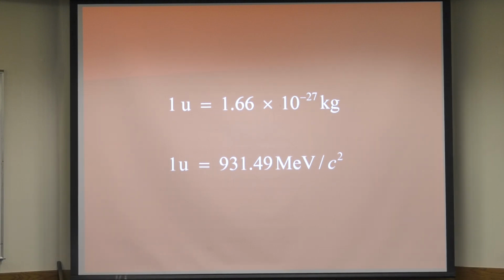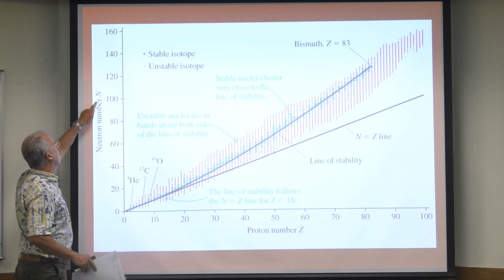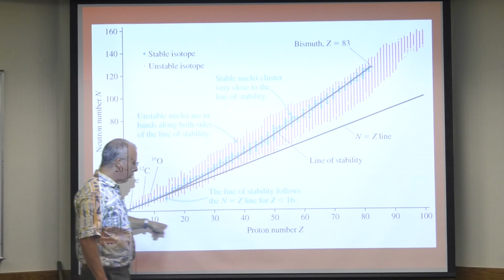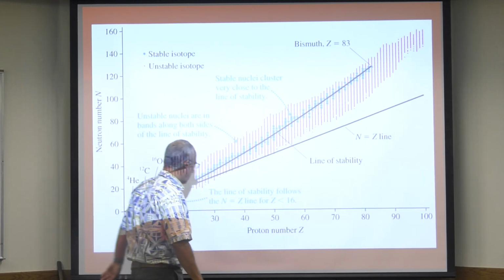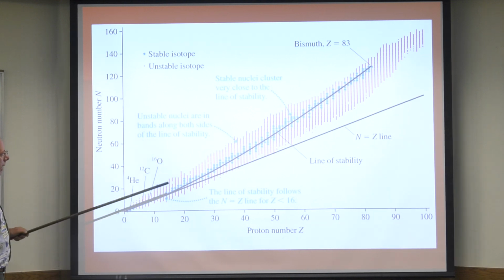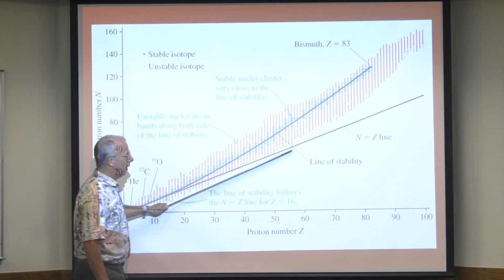Now, we'll talk about radioactivity later on. It has to do with how stable the nucleus is. So let's look at a chart that tells us some information about nuclear stability. This is the neutron number, uppercase N, the number of neutrons in a nucleus. This is the proton number, Z. If you just had a line where N was equal to Z, you'd get this. This is the N equals Z line.